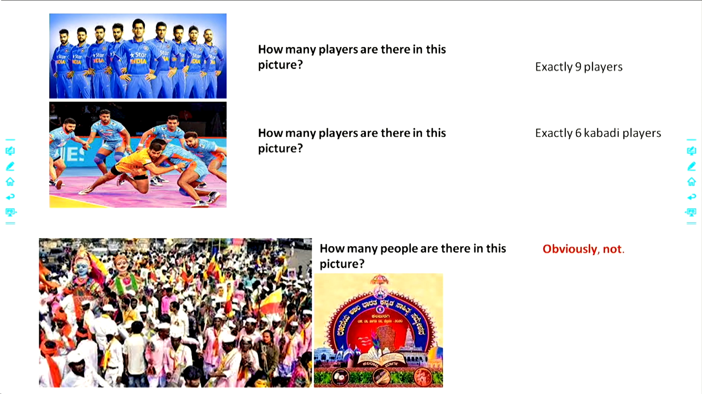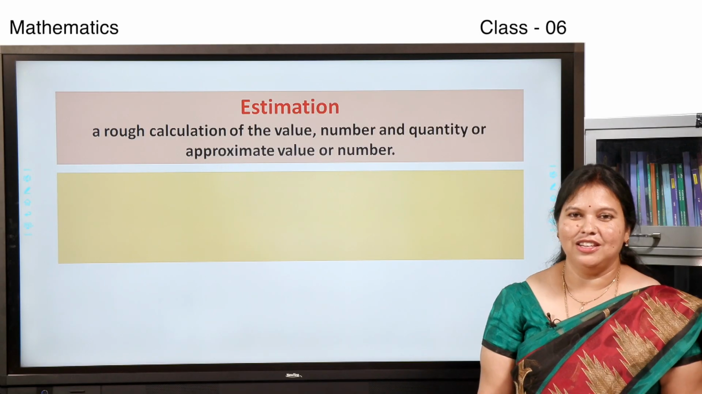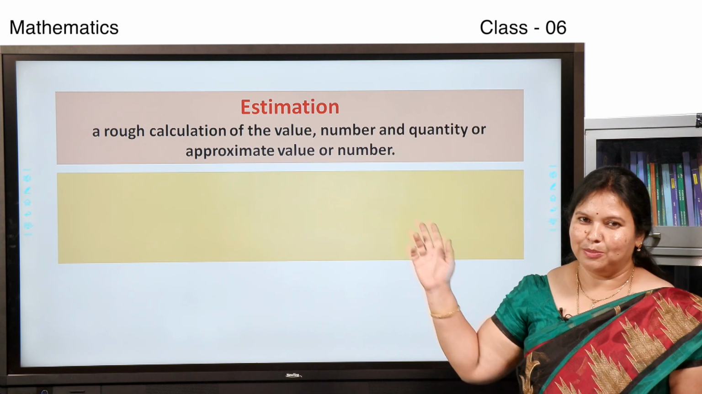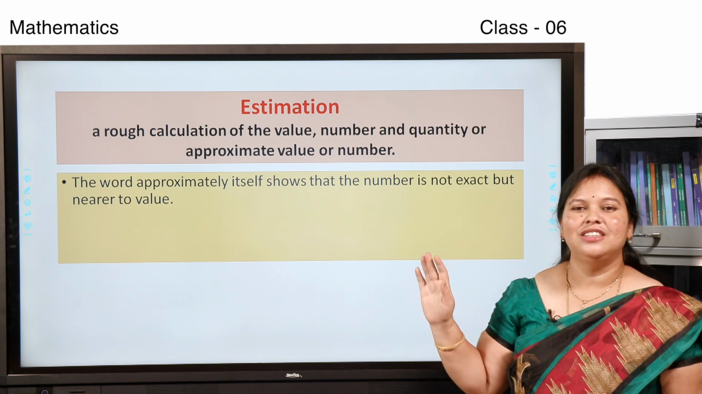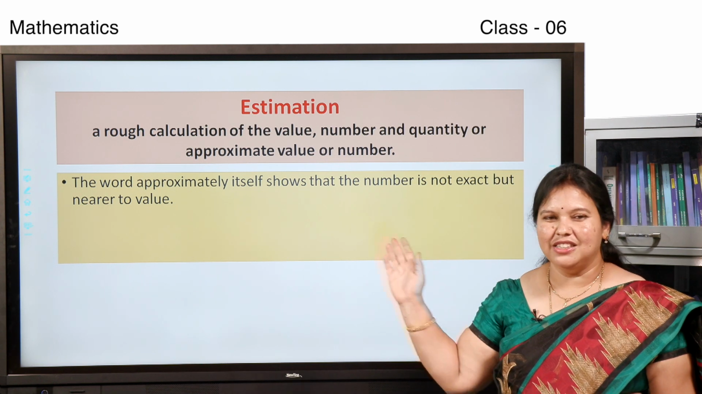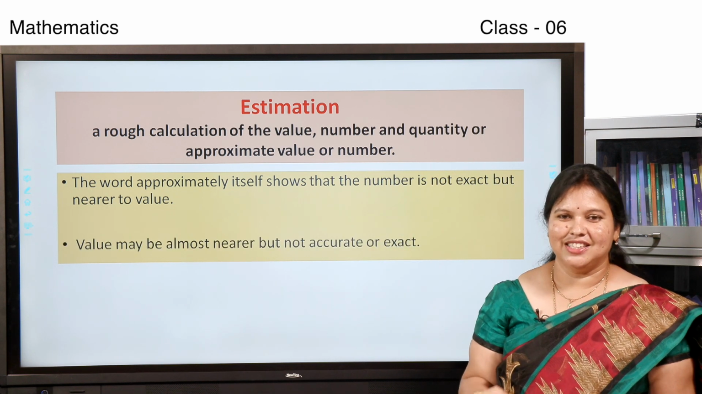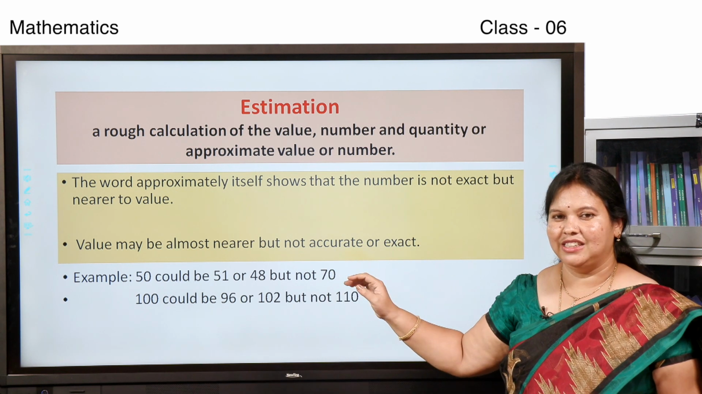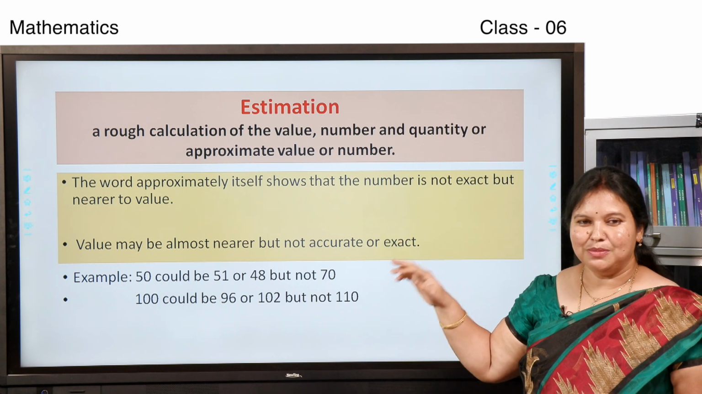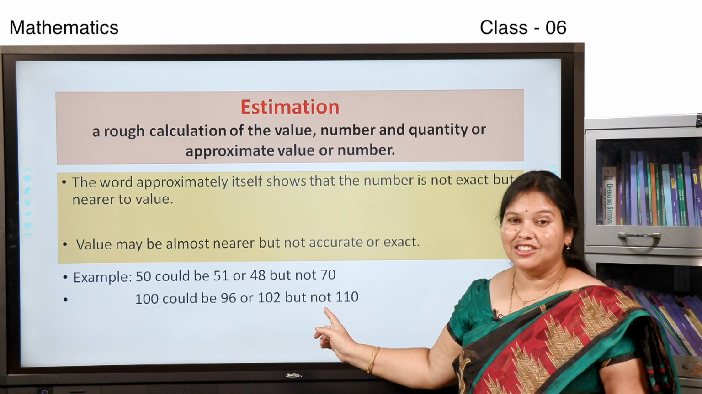By this time, we can say approximately, but not exactly. So, estimation means a rough calculation of the value, number and a quantity or approximate value or number. The word approximately itself shows that the number is not exact, but nearer to value. Value may be almost nearer, but not accurate or exact. For example, 50 could be 51 or 48, but not 70. Similarly, 100 could be 96 or 102, but not 110.